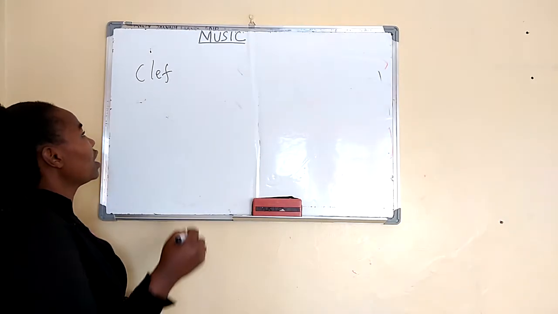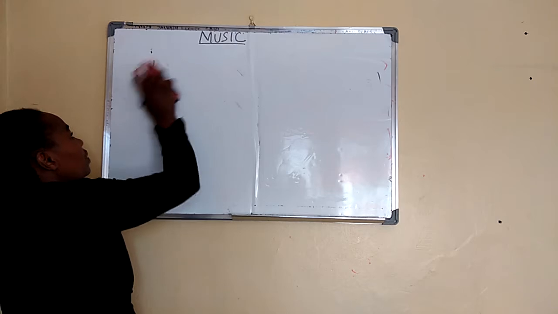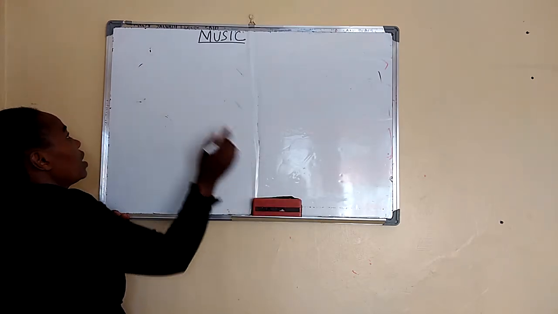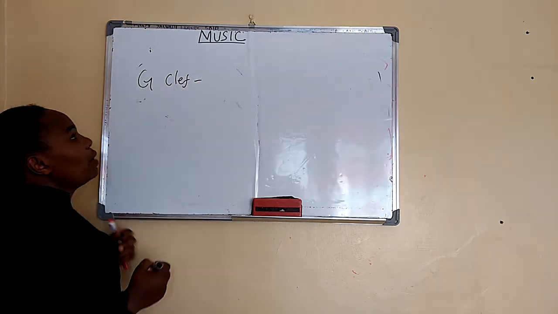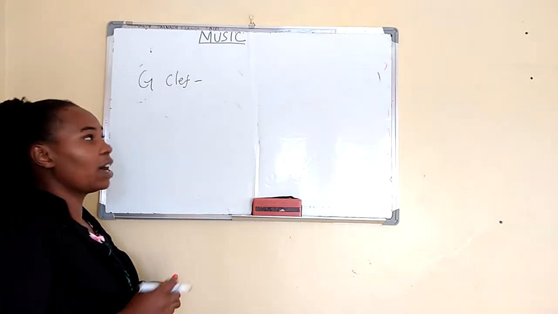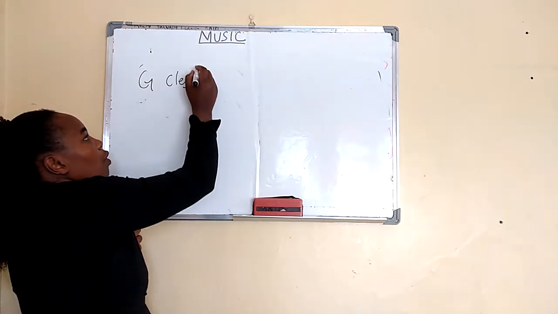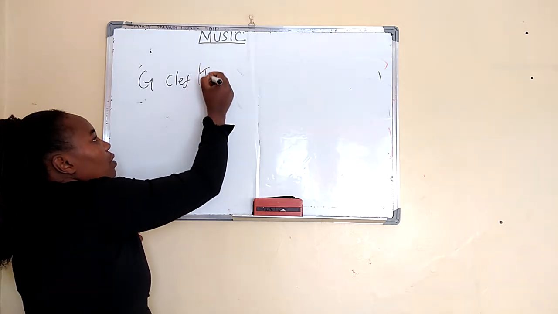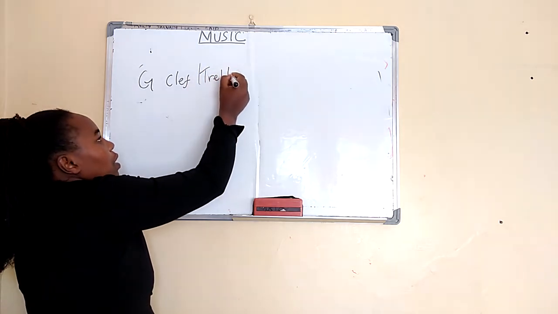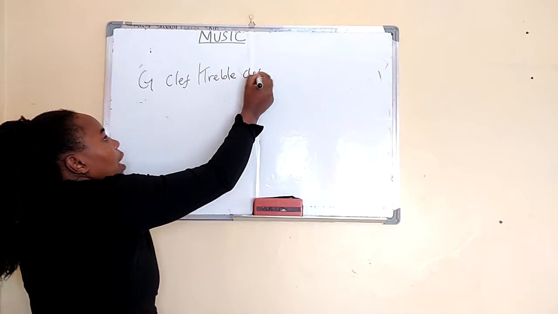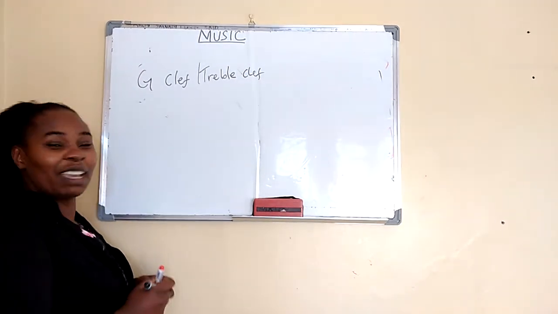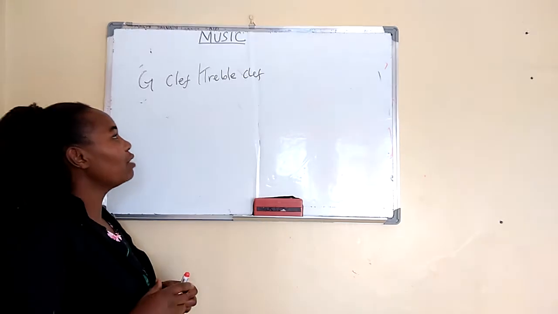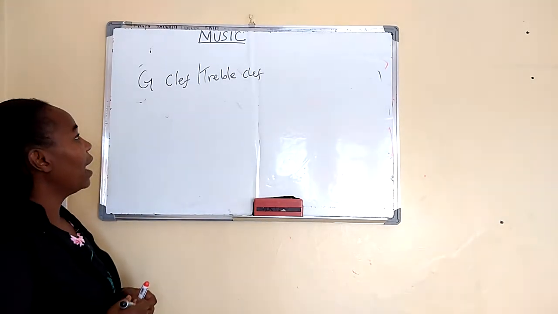We are going to start with G clef. G clef has another name called treble clef. And the word treble means female. So this is the clef that fixes female voices on the staff.